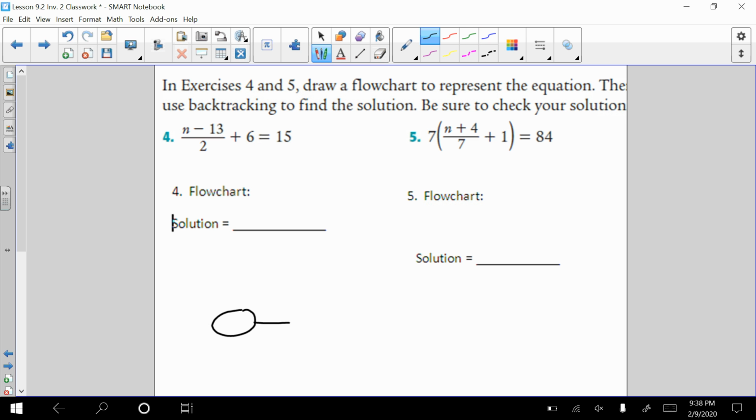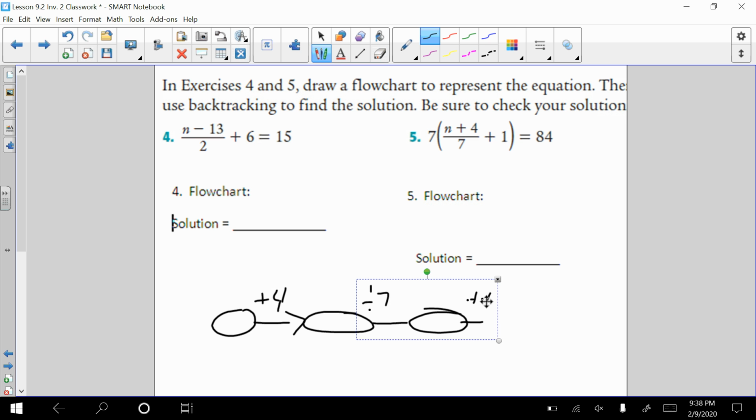First thing I do to that variable is I'm going to add 4 to it. Then what I'm going to do next is I'm going to divide it by 7. Then I'm going to add 1. Then I'm going to multiply it by 7 to get to the answer of 84. So let's backtrack this out.